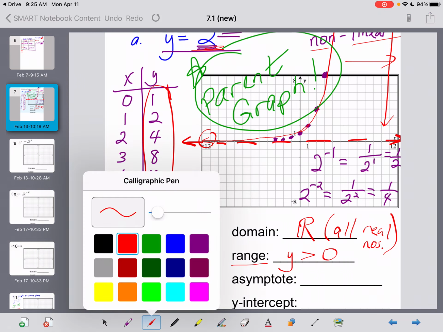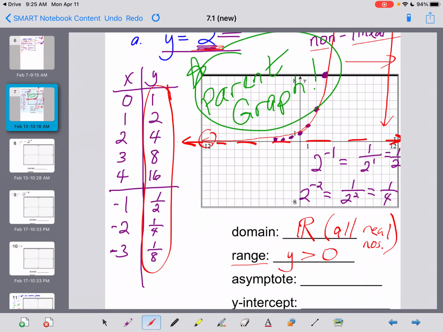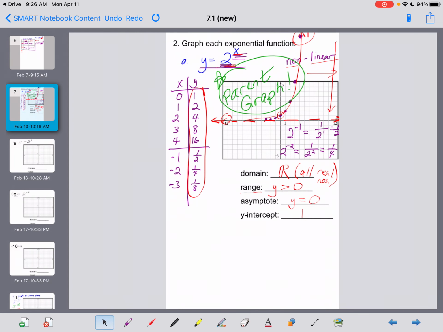So your asymptote right here, everybody, is going to be the x-axis, which is the line y equals 0. And the y-intercept, that's the spot right here where this graph crosses the y-axis, and that's right here at positive 1. So everybody, that's our parent graph right here of an exponential function, y equals 2 to the x. And that's about everything that we might need to know about that.